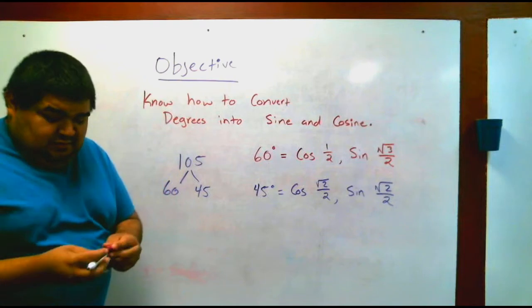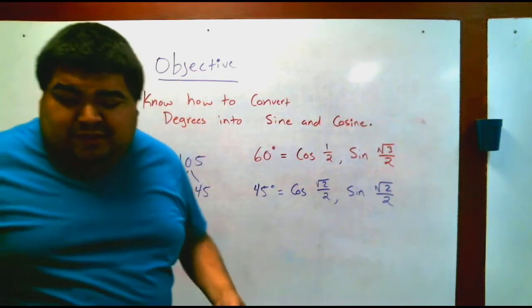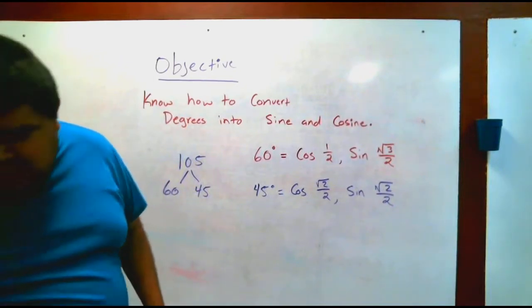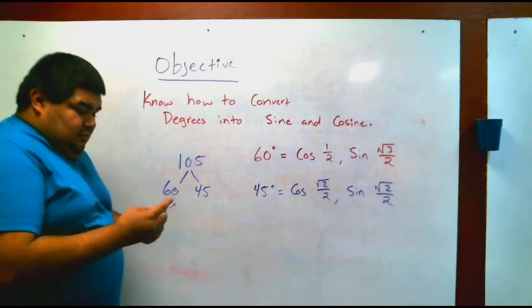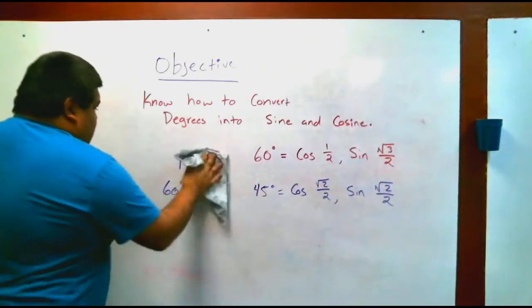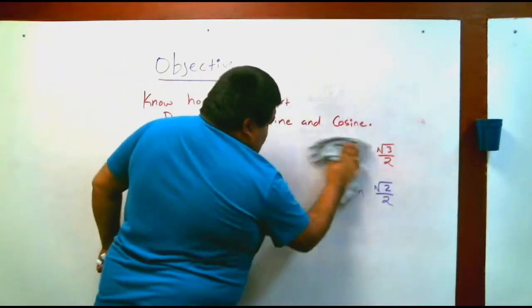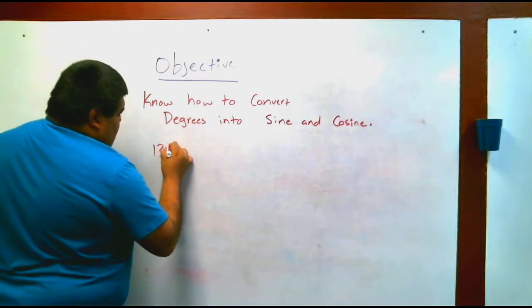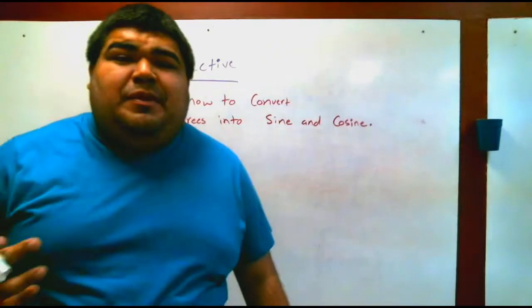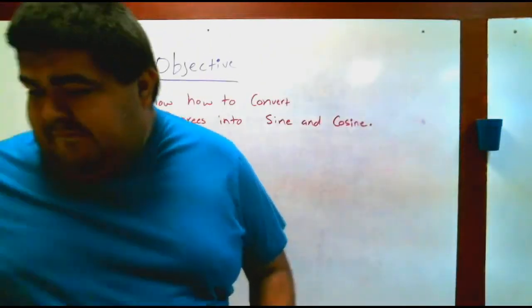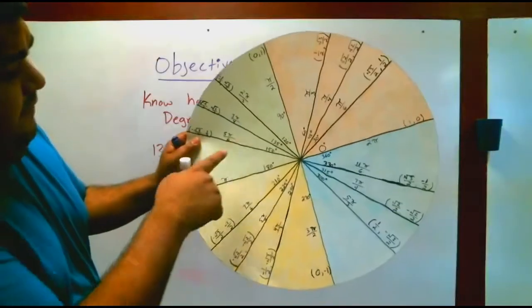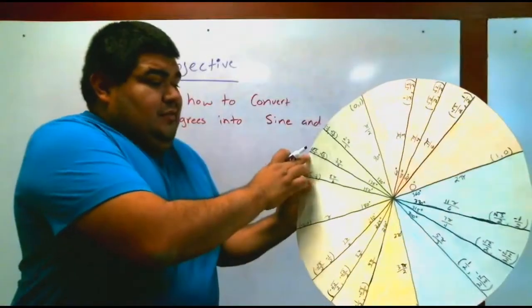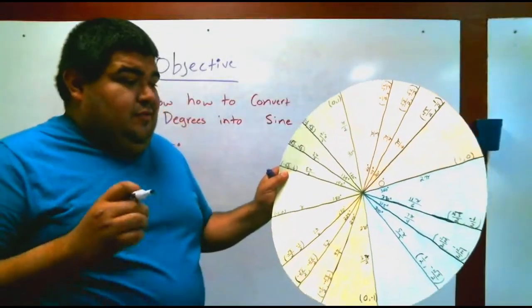Break it down. Let's do one more just for review. What if I were to say 135 degrees? Let's erase this one. 135 degrees. Let's see if we have 135 degrees by any chance. Luckily, for 135, we do have it in there. This one, all you have to do is write the sine and the cosine for 135.